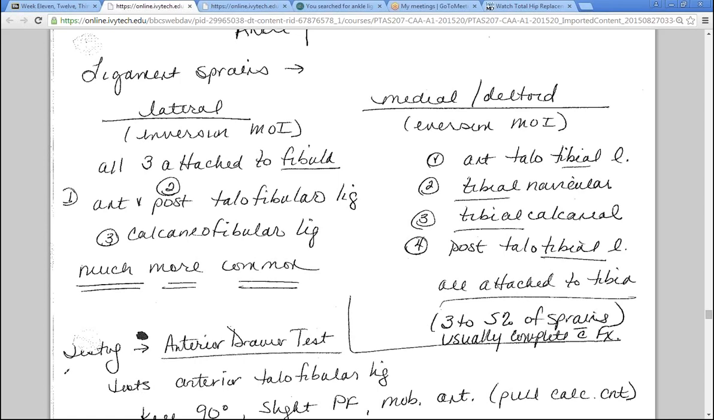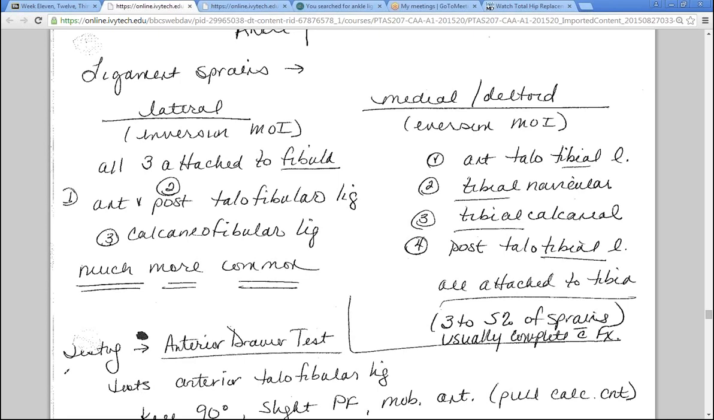We have 3, the anterior and posterior talofibular ligament, and the third one is the calcaneofibular ligament. Again, this is much more common in inversion sprain. An eversion sprain, again, would sprain the medial ligaments. It says there it's about 3 to 5% of sprains usually cause a complete rupture with a fracture of that ligament to its bony connection. So with an extreme inversion, we can actually have a bone fracture as well.